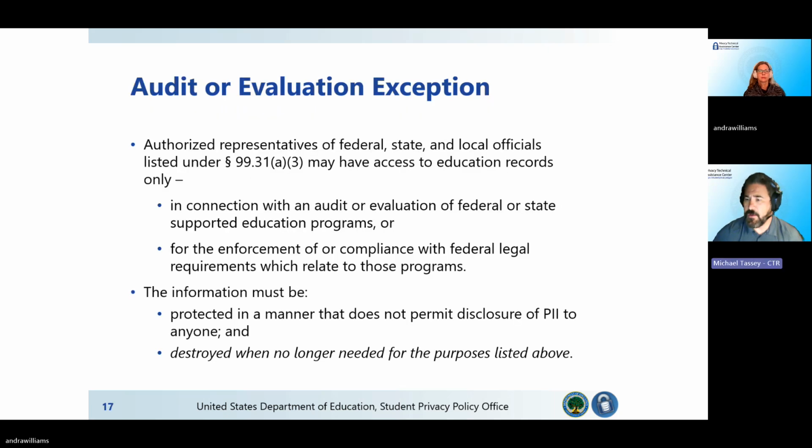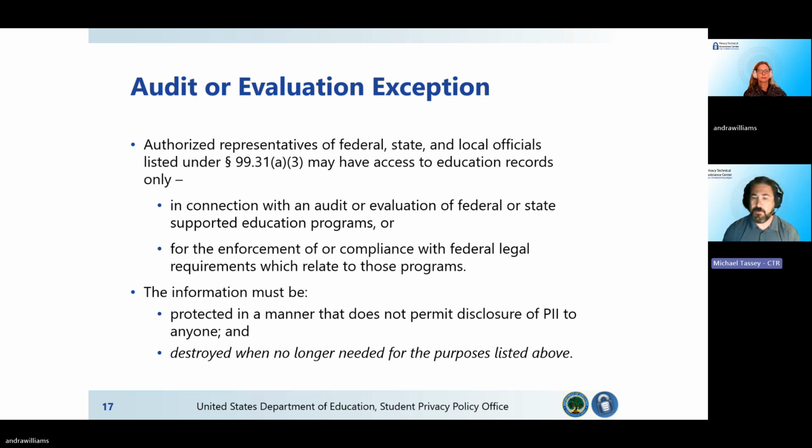Let's dig into two of the big ones. The audit or evaluation exception allows authorized representatives, again, of federal, state, and local officials listed under 99.31 of the statute. They may have access to education records in connection with an audit or evaluation of a federal or state-supported education program. So again, it's follow the money, as Andrew mentioned, for the enforcement or compliance with federal legal requirements relating to those programs.